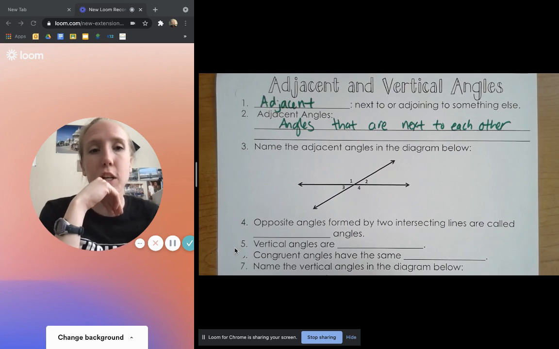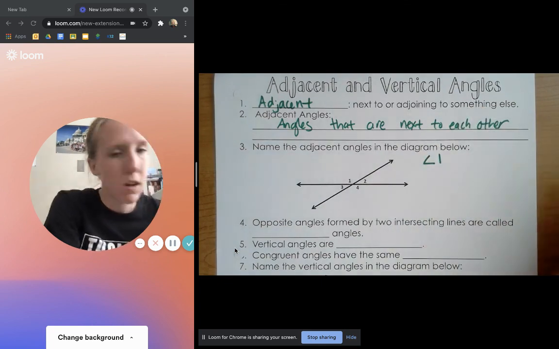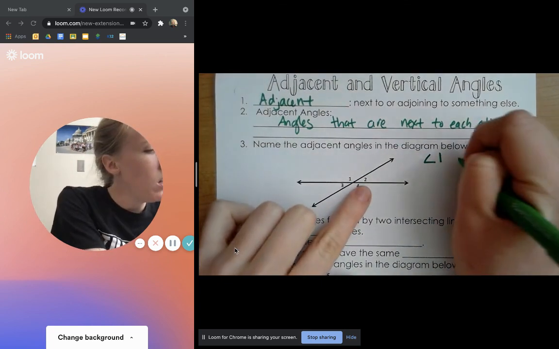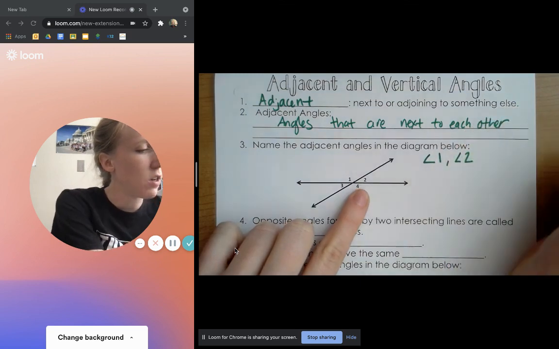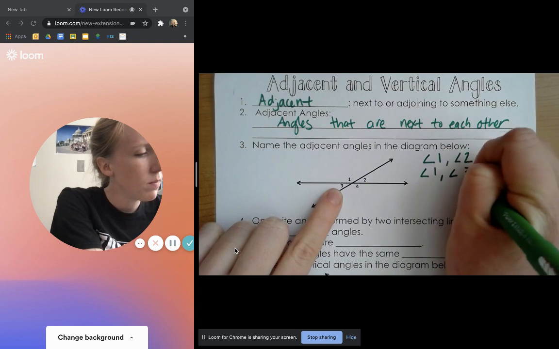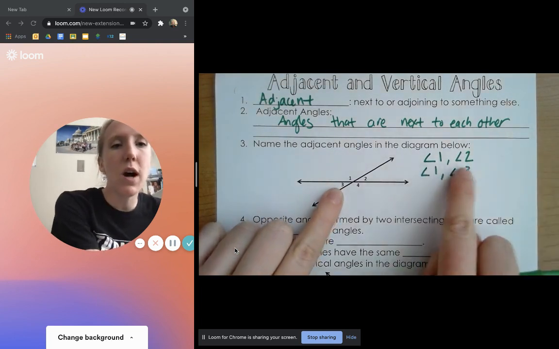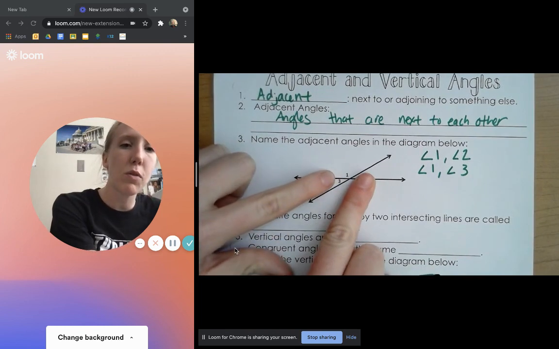All right, which ones are adjacent, right next to each other? What is adjacent to 1? Well, angle 2 is adjacent to 1. But you know what else is adjacent to 1? Angle 3. So angle 1 and angle 2 are adjacent because they're right next to each other, but so is angle 1 and 3.